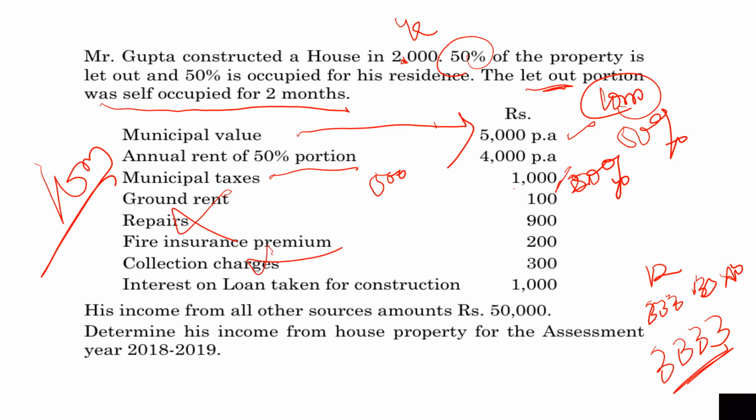NAV வரும், minus 30% standard deduction. Loan taken, this 1000 is for one full property. அதுல 50% மட்டும் தான் you need to deduct. Income from other sources is you will add it up. This is for GTI calculation, gross total income. What is GTI? Adding up all the heads of income: salary, income from house property, profits and gains from business or profession, income from other sources, capital gains. இந்த 5 heads of income you add பண்ணாதான் gross total income வரும்.